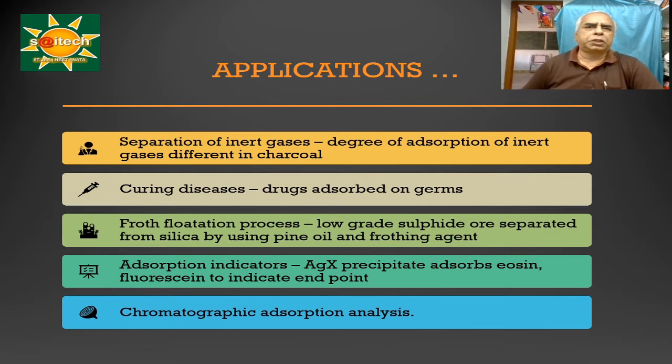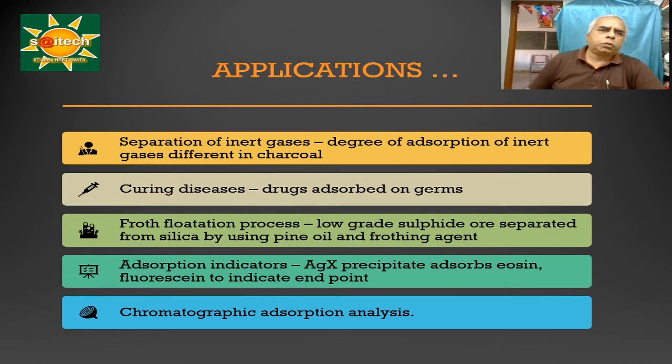Then the froth flotation process. This is one of the ore processing procedures. Here, low-grade sulfide ore is separated from silica by using pine oil, by mixing pine oil and a frothing agent, and they pump air inside. Because of this frothing, the gangue particles will be coming out. Thereby we can separate the low-grade sulfide ore from silica and other earth materials.